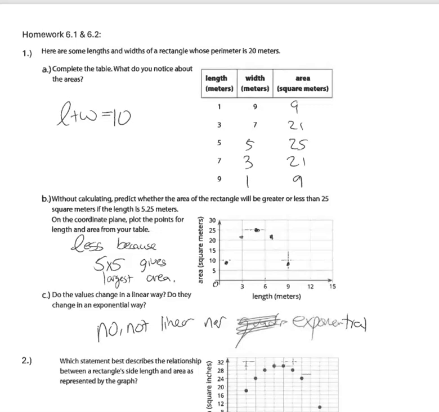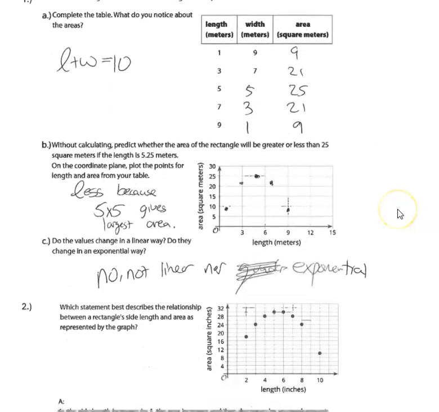Next, C, did the values change in a linear way? They do not. Did they change in an exponential way? They do not. There's not a common difference, and there's not a common ratio. This is changing in a different way, which we know is called quadratic.